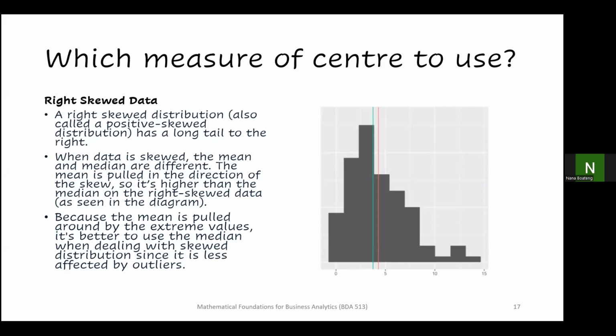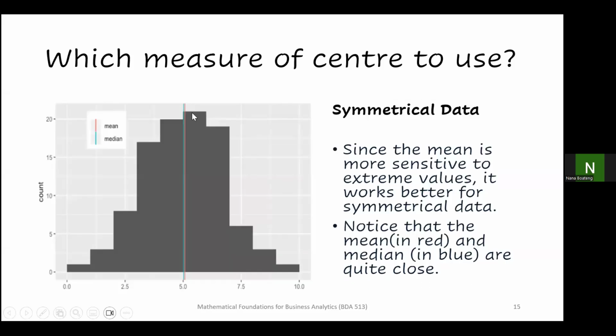Okay, so here we are seeing that if the data is symmetrical, that is, if it is normally distributed data, that's what we call symmetrical. If it is like this, then both the mean and the median are very close to each other. So normally we use the mean if it is symmetrical. If it is normally distributed, then the mean is what we use as the measure of center. All right.